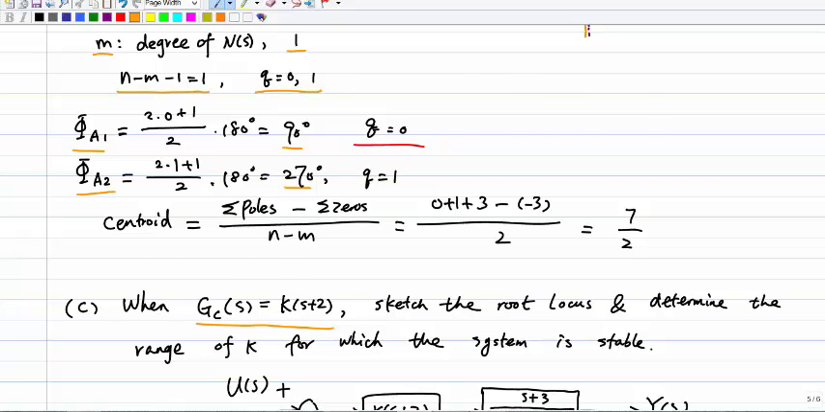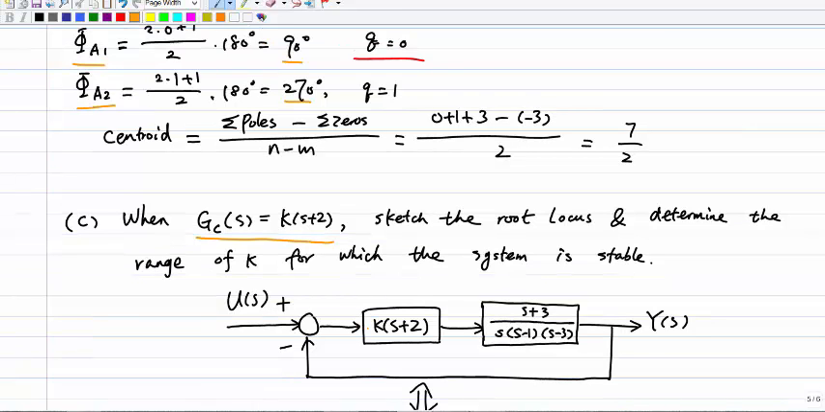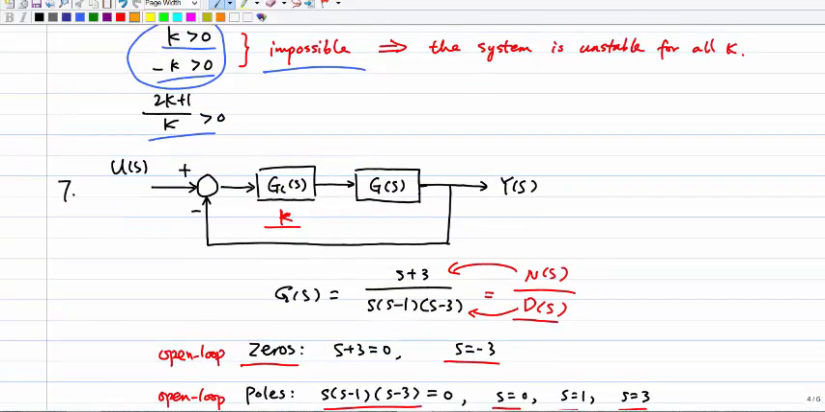All right, so now we plug in Gc(s) as k times (s plus 2). The difference is that originally I only had k, and now I change this to k times (s plus 2). So now I want to go back over here.